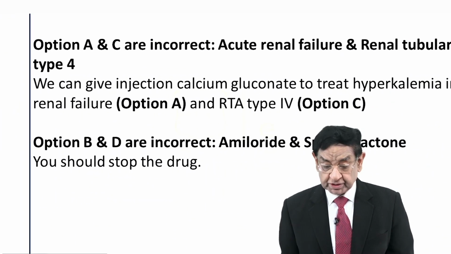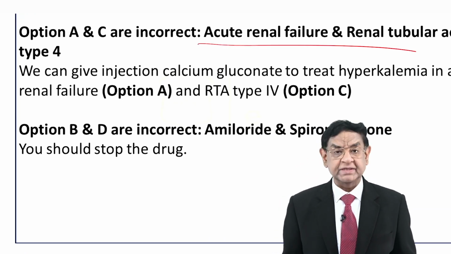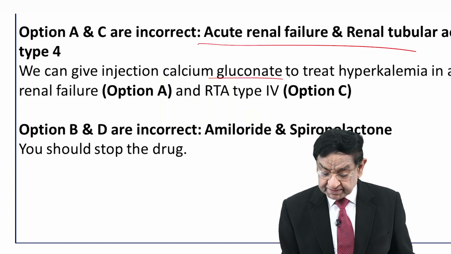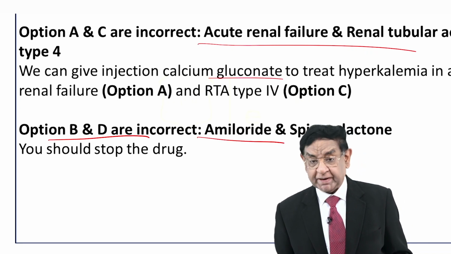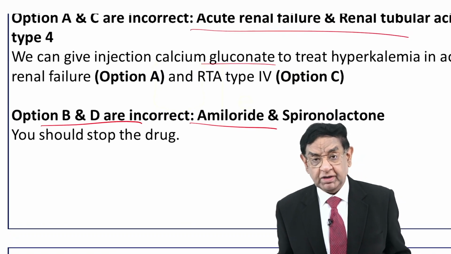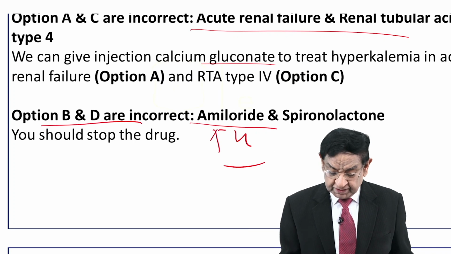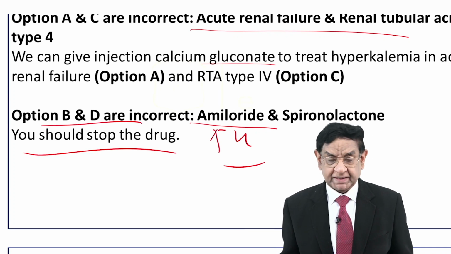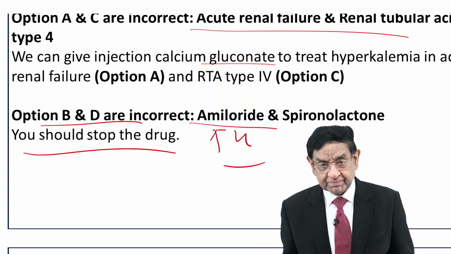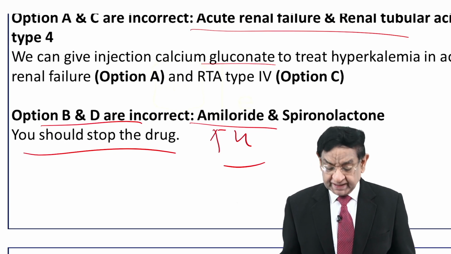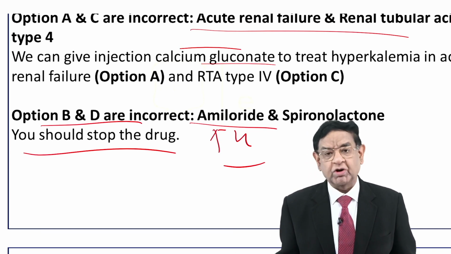Now, if you look at the other options, A and C are incorrect: acute renal failure and renal tubular acidosis. In these, we can give injection calcium gluconate, there is no problem. And B and D, amiloride and spironolactone, we know that they are potassium sparing diuretics. They can cause hyperkalemia. So in this case, stopping the drug is the best approach. That will automatically bring the potassium level down. But if the potassium level is still very high, you can very well give injection calcium gluconate. There is no harm. There is no contraindication.